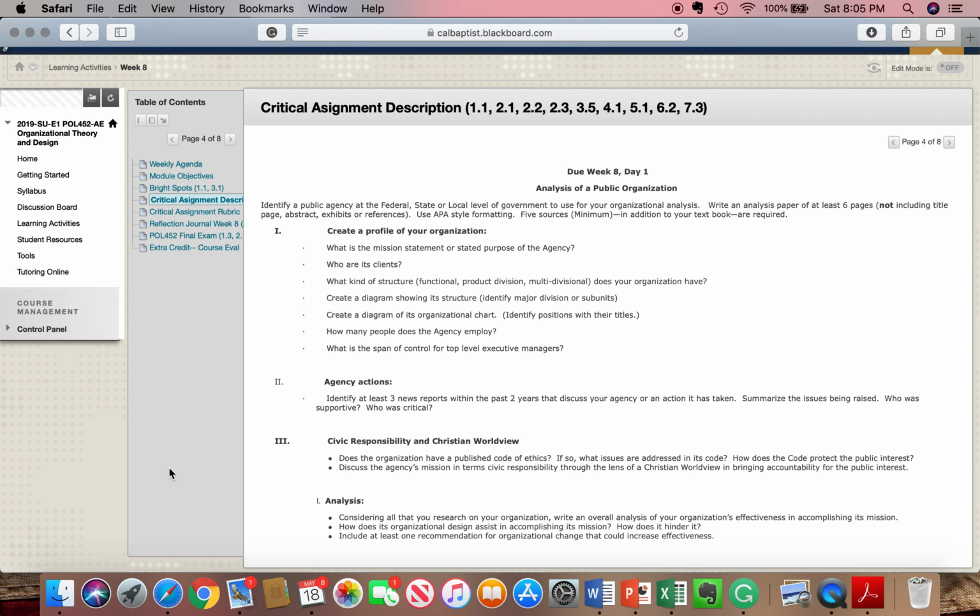And then finally, it's the analysis. This is going to be the body of your paper. And what you need to do is you need to be able to concentrate on these three and answer to these. Consider all that you have researched on your organization. Write an overall analysis of your organization's effectiveness in accomplishing its mission. Second, how does its organizational design assist in accomplishing its mission, or how does it hinder it? And finally, include at least one recommendation for organizational change that could increase effectiveness.